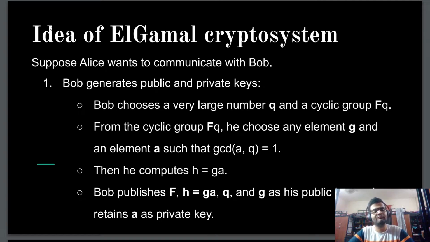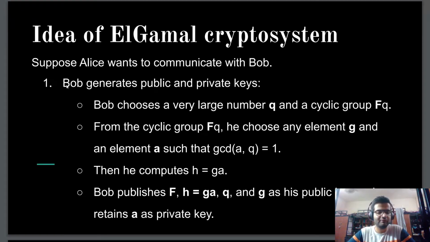Now we will talk about the idea of the Elgamal crypto system. We will take a scenario in which Alice wants to communicate with Bob, and how the two parties do the encryption and how the messages pass to one another. So let's first jump into the scenario.